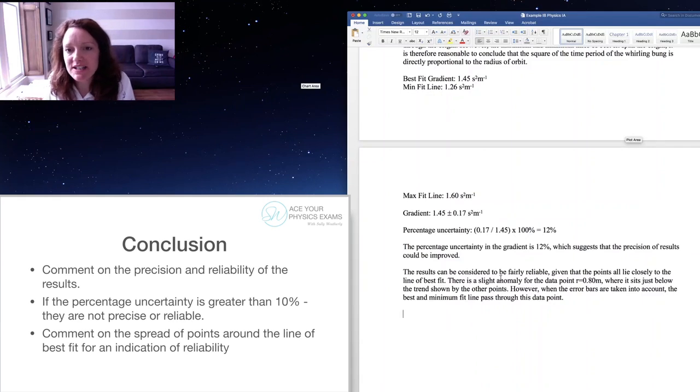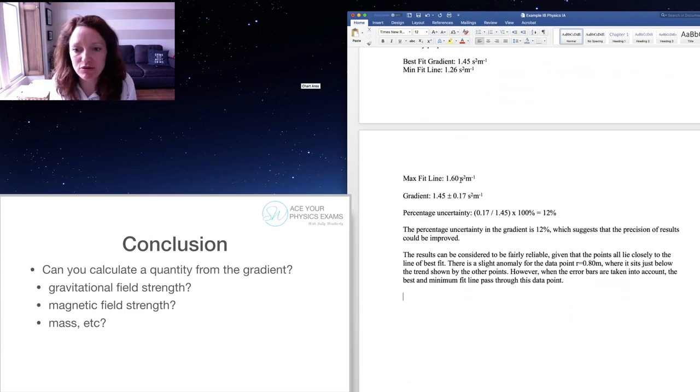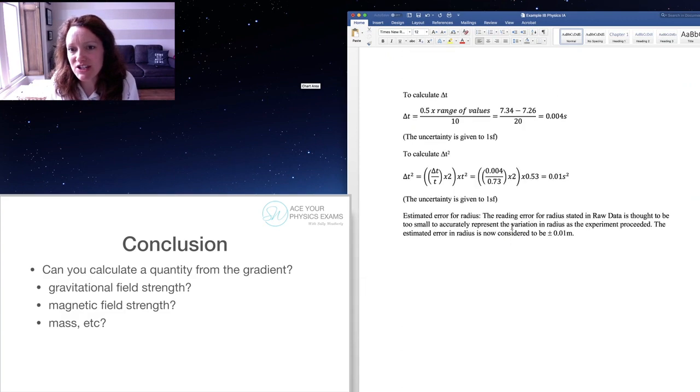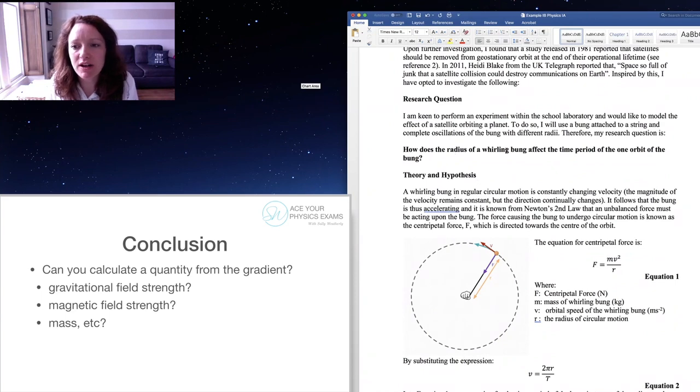At this stage, you might be able to take your gradient and calculate something. So you might be able to calculate gravity. You might be able to calculate the mass of something. And I could do that with mine. I could take my gradient and come up with a value for gravity there, and I could compare it to the actual value of gravity. I'm not going to do that just now, because that was not the aim of my investigation. The aim of my investigation was to, we remind ourselves, how does the radius of a whirling bung affect the time period of one orbit of the bung?